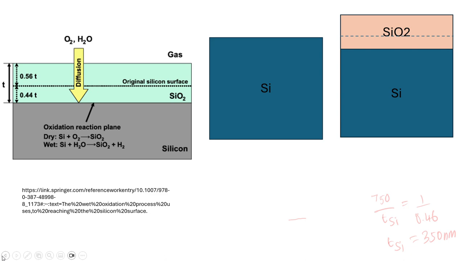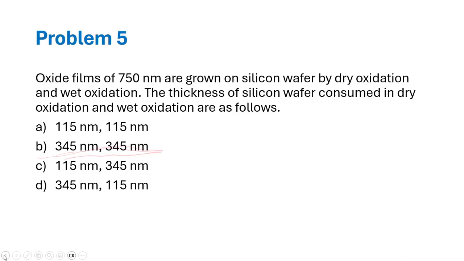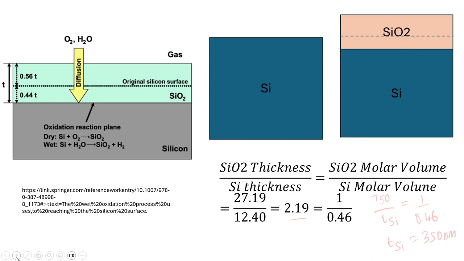Yes. So in our question, we have an oxide film of 750 nanometer. Here we just have to substitute the values. So we'll have 750 divided by silicon thickness equal to 1 by 0.46. If we multiply this, we'll get a silicon thickness of close to 350 nanometer for both the cases.